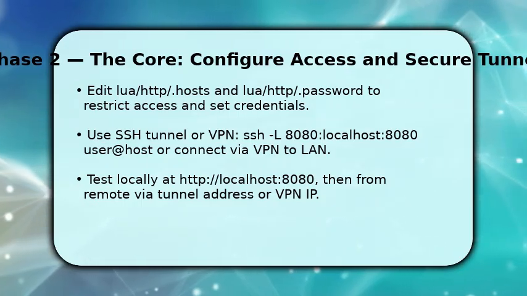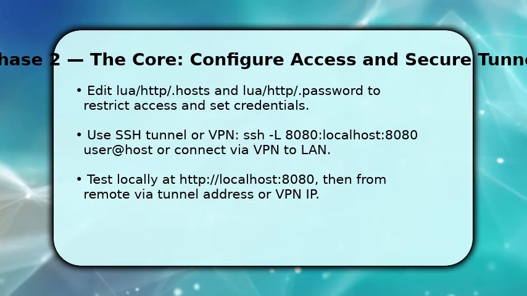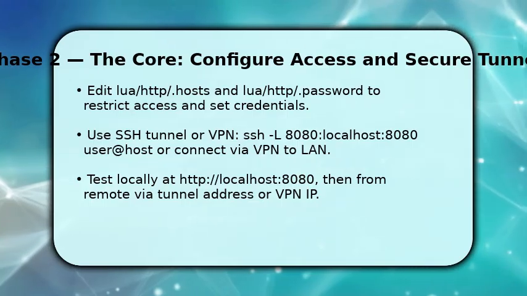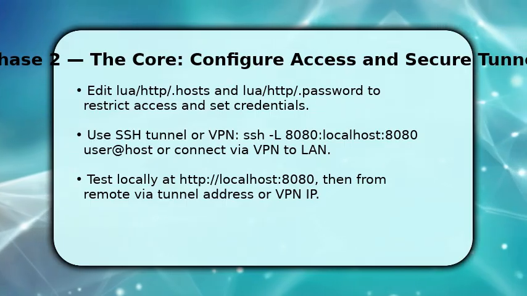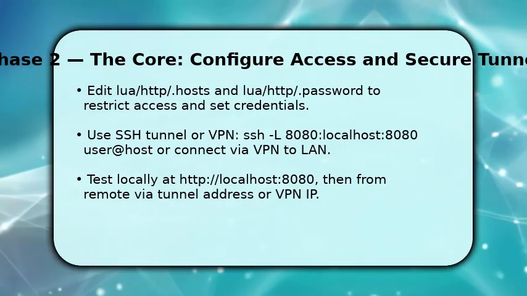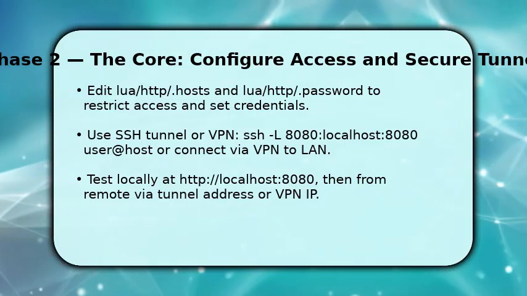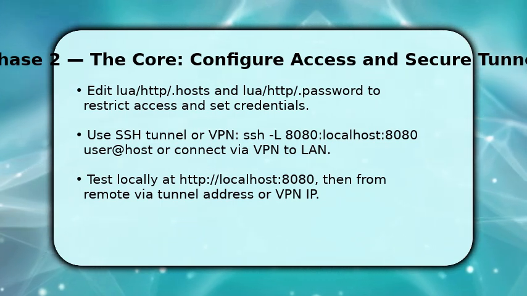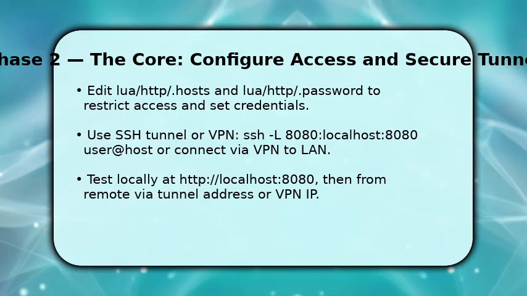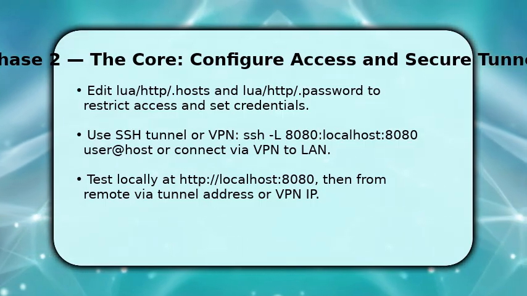Next, establish an SSH tunnel or a VPN. For SSH, run ssh -L 8080:localhost:8080 user@remote so traffic is encrypted, or join your LAN via VPN. Once the tunnel or VPN is active, test the web interface at http://localhost:8080 through the tunnel.